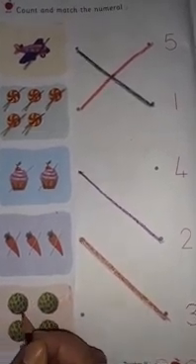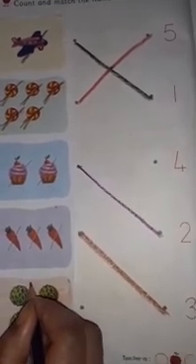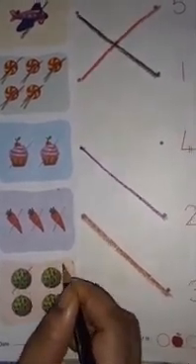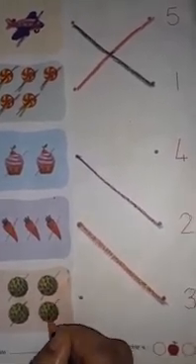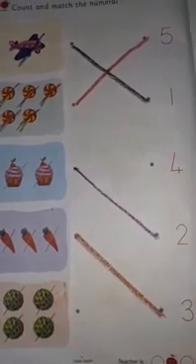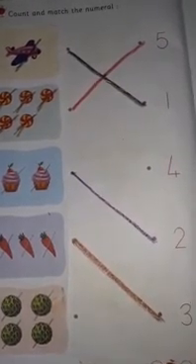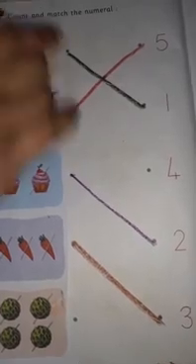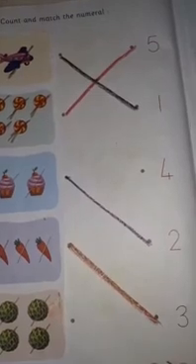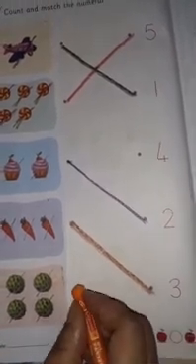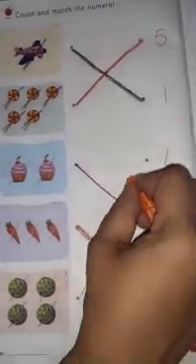Okay, now let us count the custard apples. Count along with me. 1, 2, 3, 4. How many custard apples do we have? We have 4 custard apples. And this is number 4. So with another crayon, you join this dot to number 4.